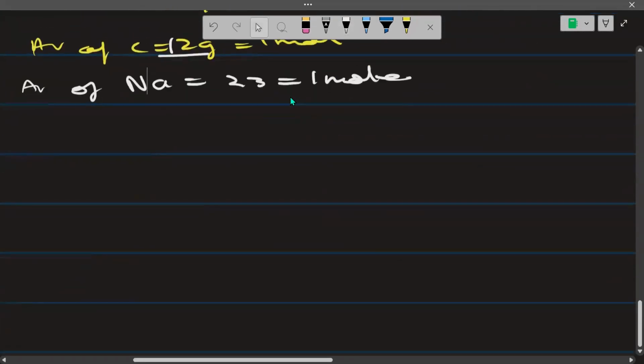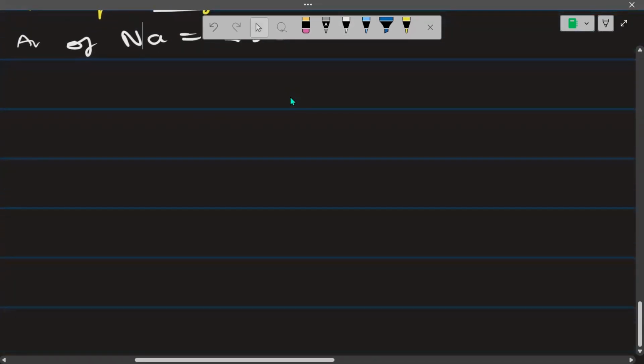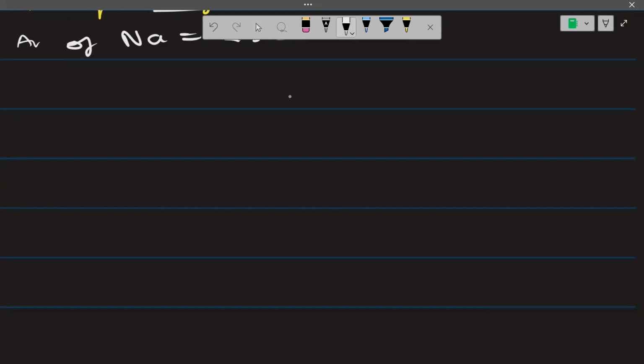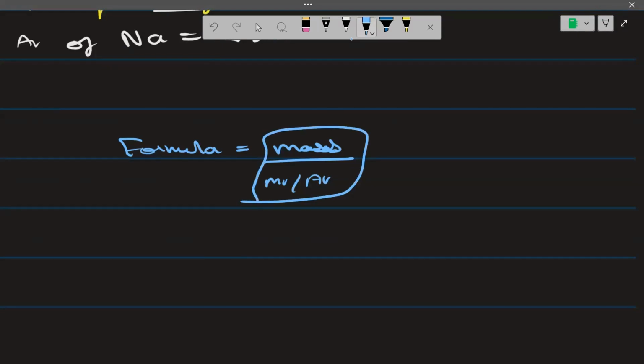So what's the formula of a mole? Basically, the formula of a mole is mass in grams upon MR or AR. So our formula is equal to mass upon MR slash AR. Okay, so this is the formula of a mole.